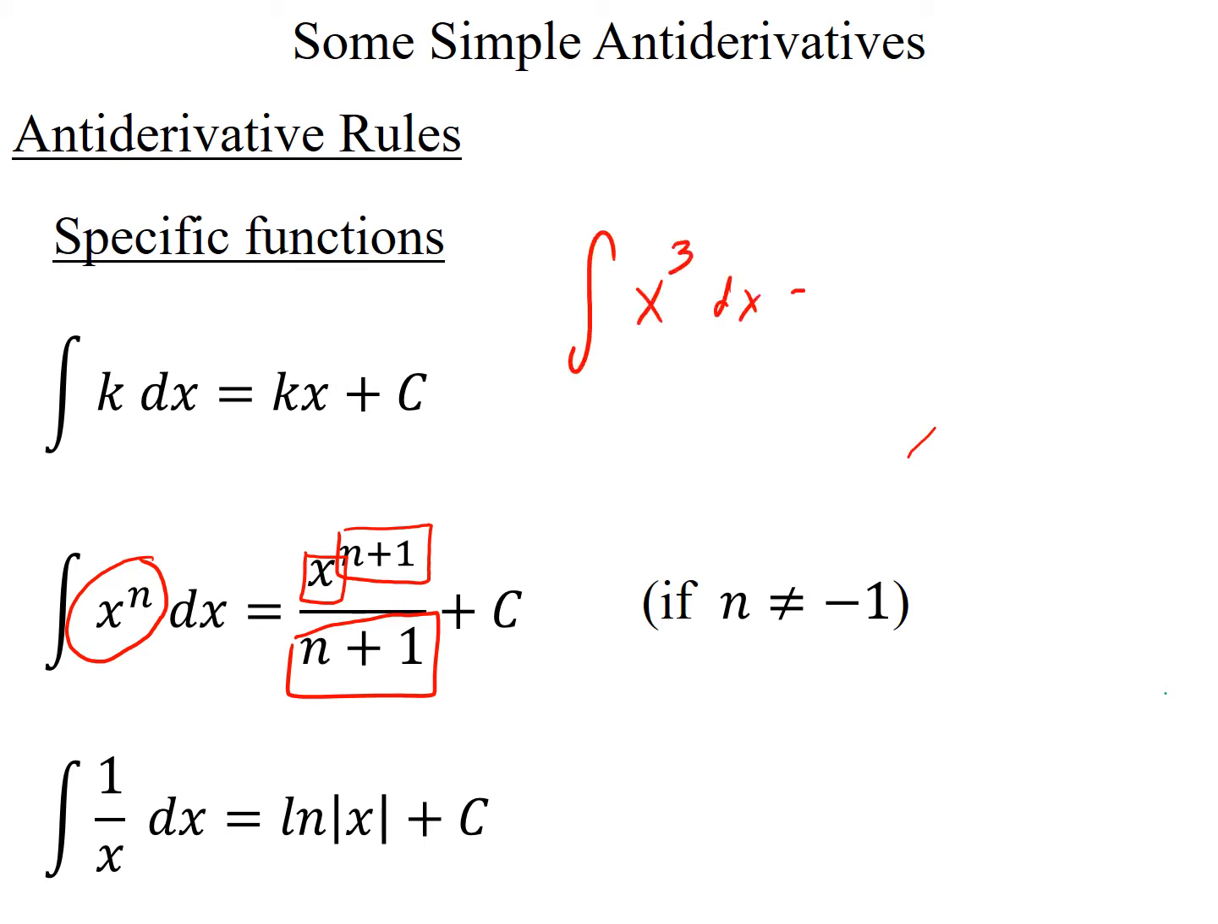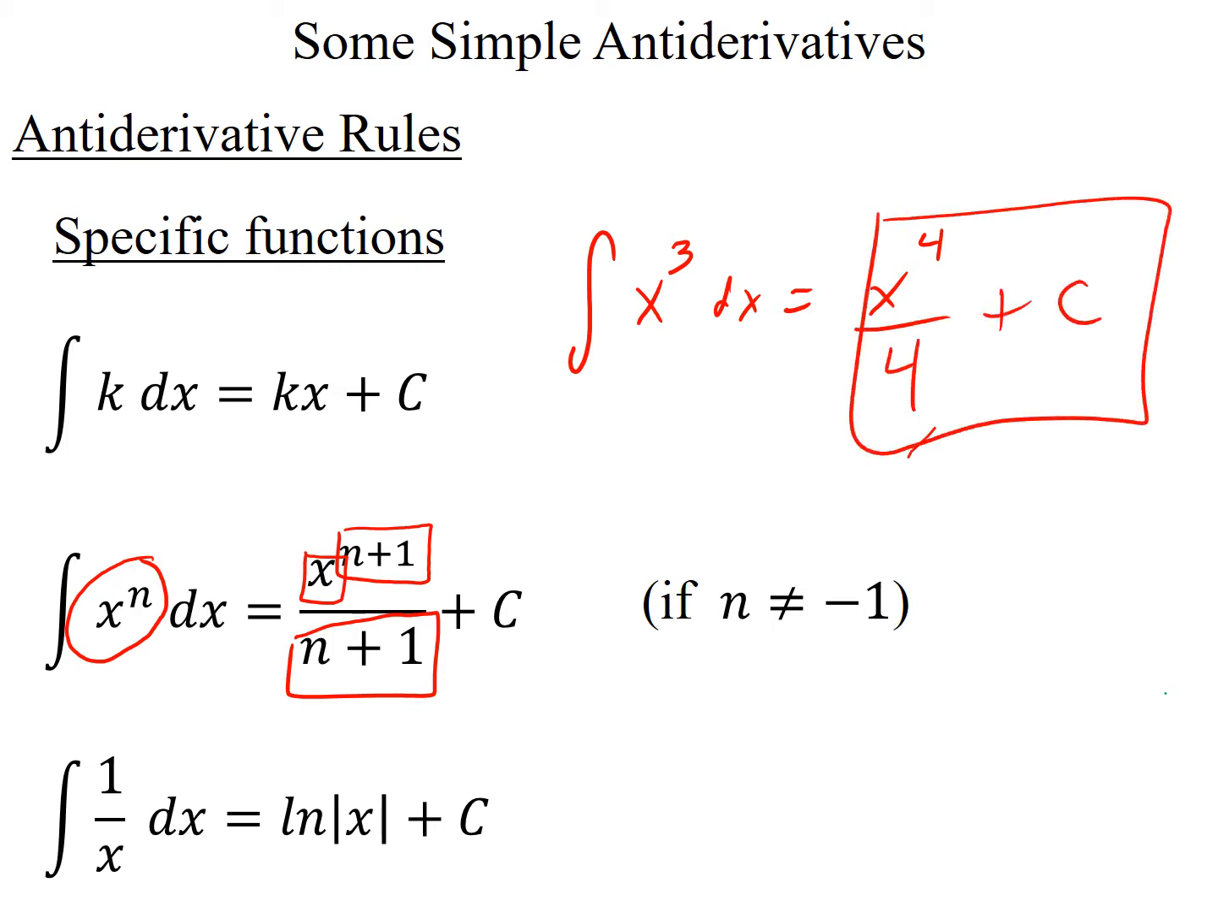You copied, so you write down x, change the power to 4. Okay, so first, make sure you do that first. Increase the power to 4, then divide by the new power, and then, of course, plus c at the end. That would be the answer for something like that.